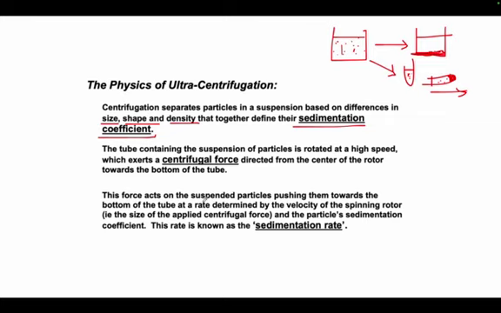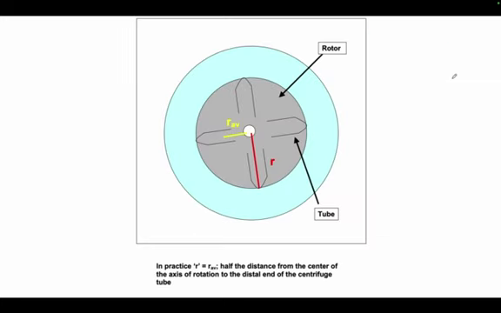This force acts on the suspended particles by pushing them towards the bottom of the tube, as we discussed. The rate at which they settle at the bottom is called the sedimentation rate. So basically, how a centrifuge will work is that there will be some central point around which the tubes will spin. Here we'll have to add tubes into this rotor, okay? And a suspension will be kept in these tubes.